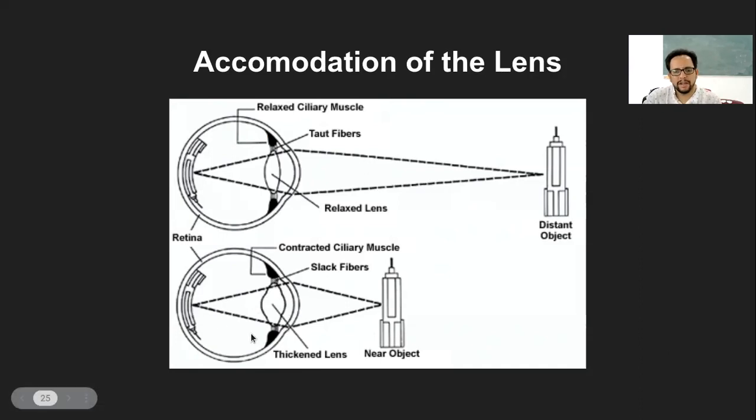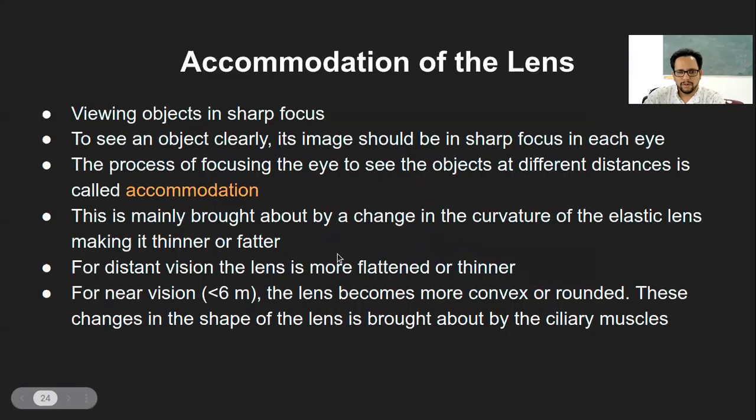And when we are not able to manage the focus point on the retina, that is when we have either myopia or hyperopia. That is why we have glasses. If the eye or the lens itself is not able to manage this curvature or accommodation on its own, that is what leads to spectacles. And for near vision, that is less than 6 meters, the lens becomes more convex or rounded.